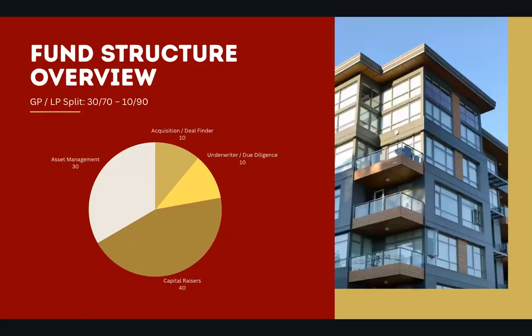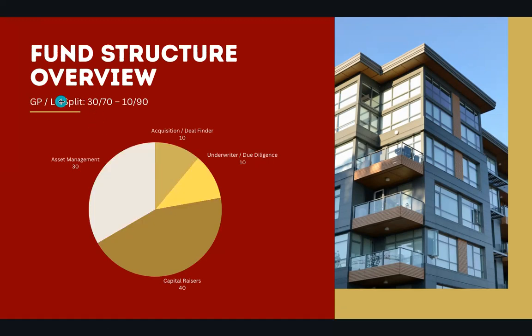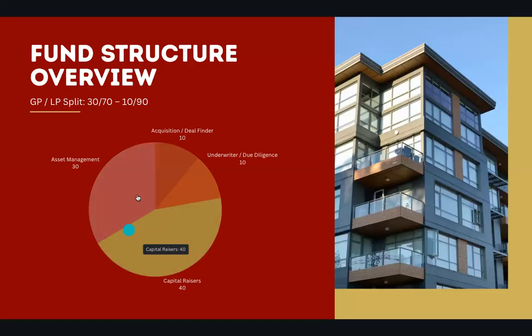Okay, here's the fund structure overview. This is going to show a broad visual representation of the GP's allocation and how we are built out. You, as a capital raiser, are one of the most important parts of the fund. You will see here 40%. So the GPLP split is, let's say, a 30/70 split. The GP gets 30% of the entire limited partnership. In this 30%, if we zoomed in to a 100% view, this is kind of what it looks like.